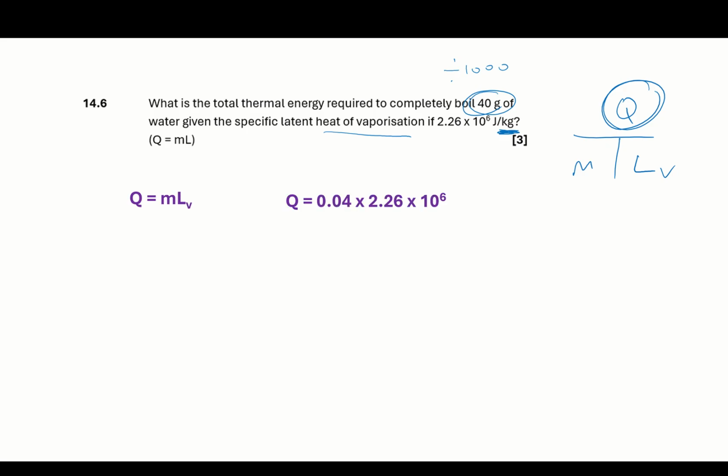Okay, next one, we've got a calculation. So we're going to need my quirky llama, which we've just learnt, and its specific latent heat of vaporization, so LV. What's the total thermal energy? Okay, so I need to work out Q for 40 grams. So I'm going to have to divide that by 1,000 because I can see the unit is in kilograms, and then I'll get it in joules. So Q equals ml. That's going to equal 0.04. I've got my unit change in there, times the number they gave me, 90,400, and the answer's joules.